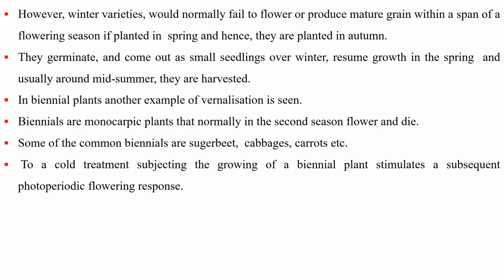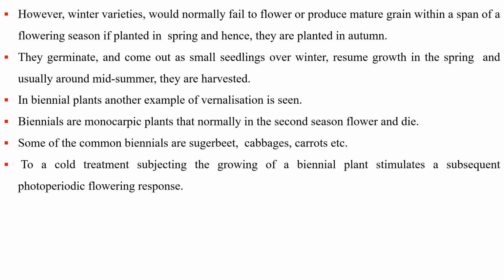However, winter varieties would normally fail to flower or produce mature grain within a flowering season if planted in spring, and hence they are planted in autumn. They germinate and come out as small seedlings over winter, resume growth in the spring, and usually around midsummer they are harvested. In biennial plants, another example of vernalization is seen.